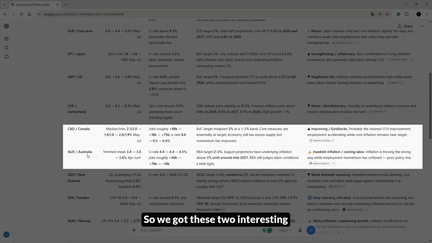So we got these two interesting dynamics where we see that the Canadian dollar is interesting and the Australian dollar is interesting. They're not perfect because they got drawbacks on both sides. On one side, there's the unemployment rate, which is shaking a little bit. And on the other side, there is inflation, which is not perfect the way we want it. This is what we have right now. We don't have a perfectly hawkish central bank.